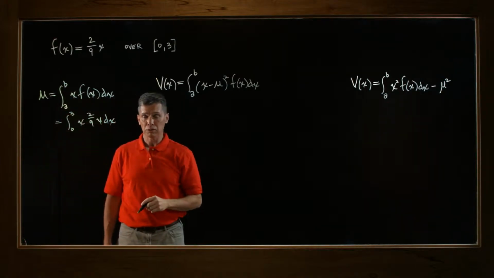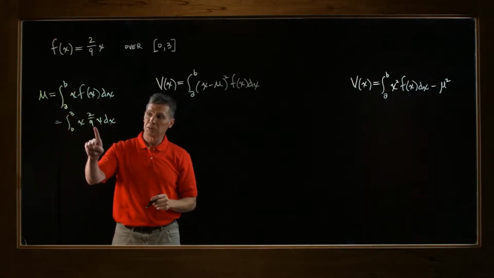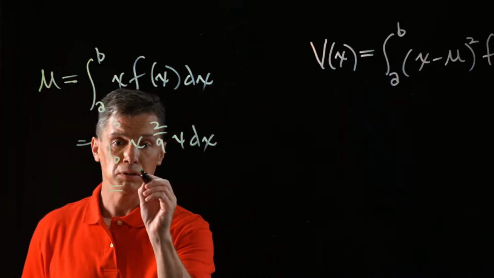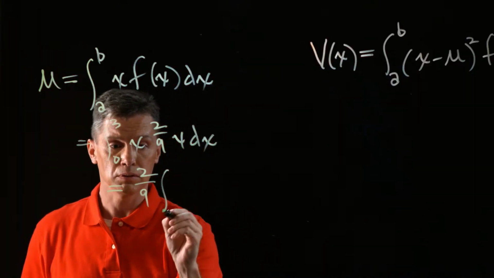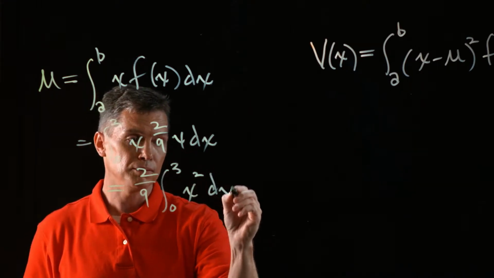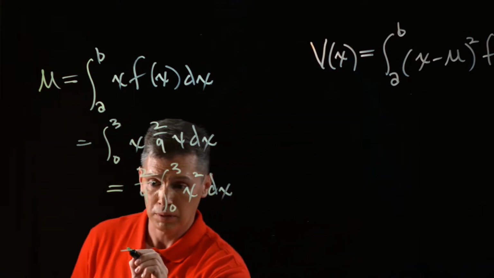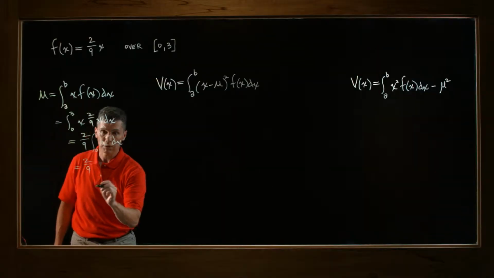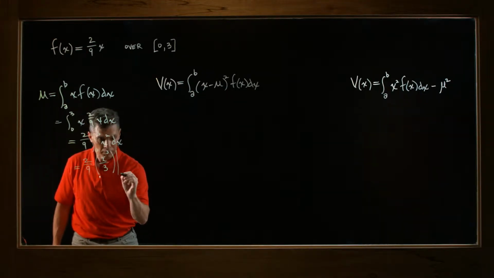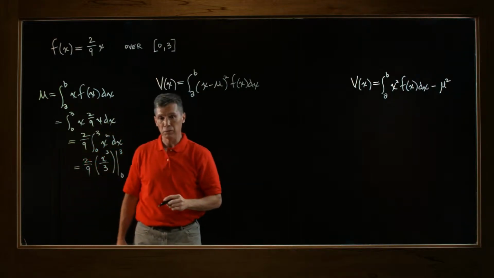Okay, to evaluate that integral, quick little bit of cleanup. First thing I would do is take that 2/9 constant factor and pull it outside of the integral, 2/9 integral from 0 to 3, and then x times x, x squared, dx. Okay, and then 2/9 still out in front. Then we do our antiderivative, x cubed over 3. As a definite integral, we're evaluating from 0 to 3.